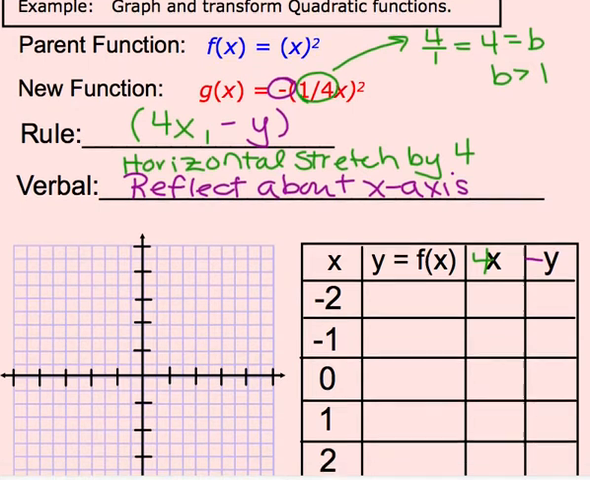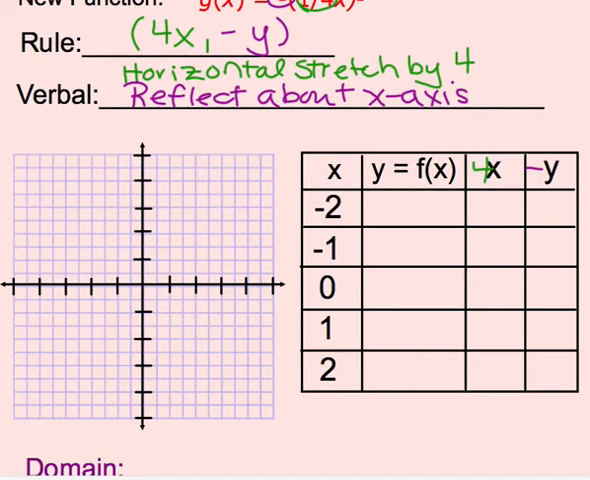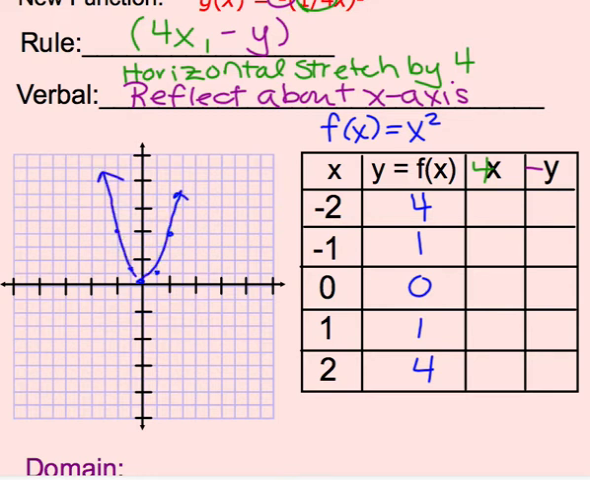All right, so let's go ahead and find those f of x ordered pairs. We're evaluating the function for x squared. So negative 2 times negative 2 is 4. Negative 1 times negative 1 is 1. 0 times 0 is 0. 1 times 1 is 1. 2 times 2 is 4. We're graphing those. Now we're going to take all of these x values and multiply by 4 because we're horizontally stretching it.